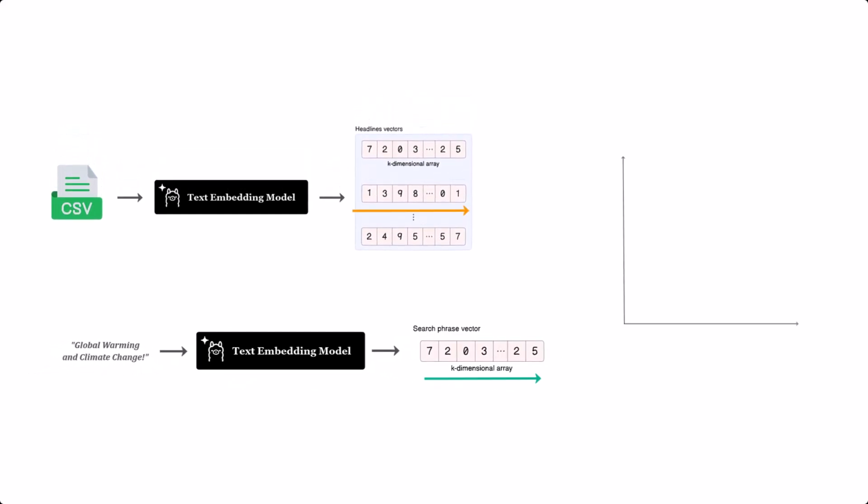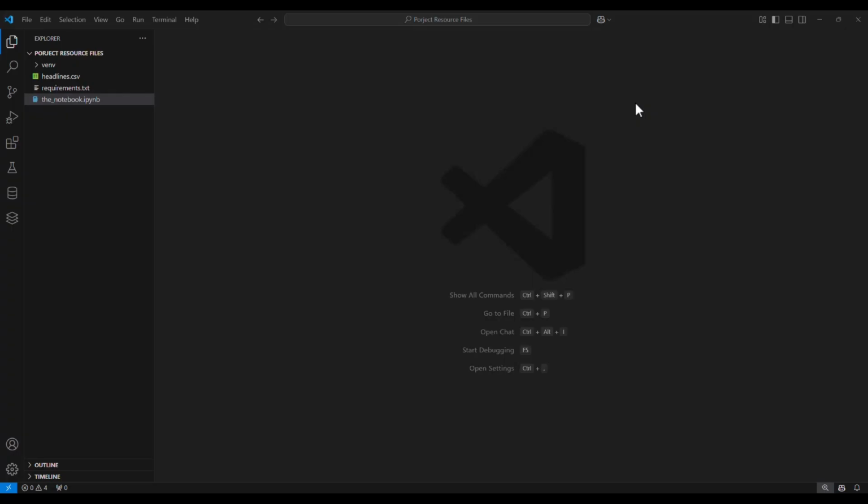Finally, we compare the embedding vector of the search phrase with those of the headlines using vector similarity measures like cosine similarity. This will allow us to identify the headlines with the most similar vector embeddings, which are likely to be contextually relevant to the search phrase. Alright, so now let's get started.